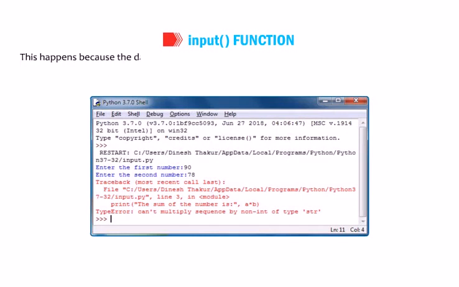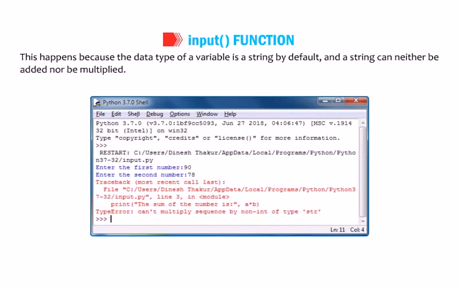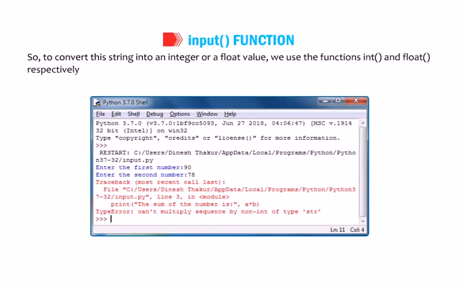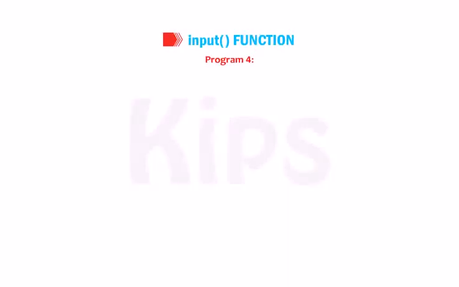This happens because the data type of a variable is a string by default, and a string can neither be added nor be multiplied. So, to convert this string into an integer or a float value, we use the functions int and float respectively. Program.